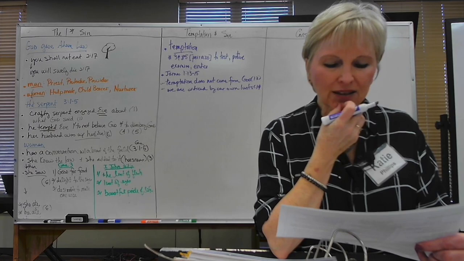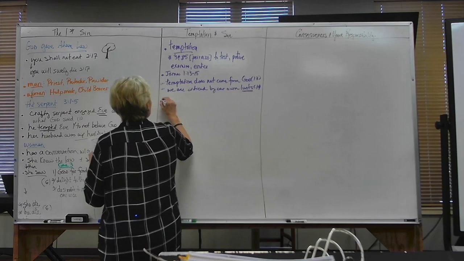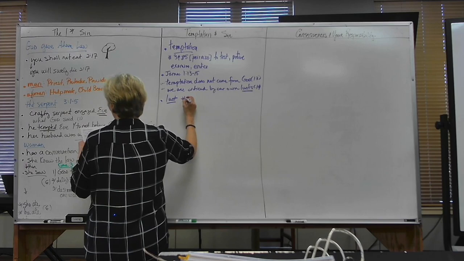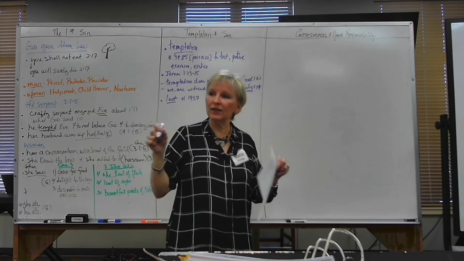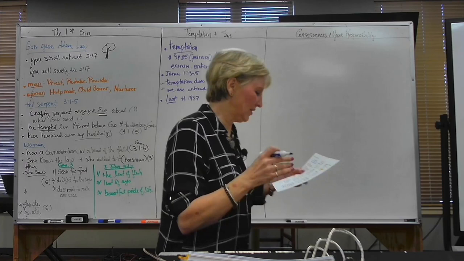We also looked up that word lust. So what happened is temptation took us to see lust. So then she asked us to look up lust, right? And that was number 1937. She actually gave us the numbers. And that's because we were in the Old Testament primarily, and in order to get there, you have to move into the New Testament to get these words. These are Greek word studies.